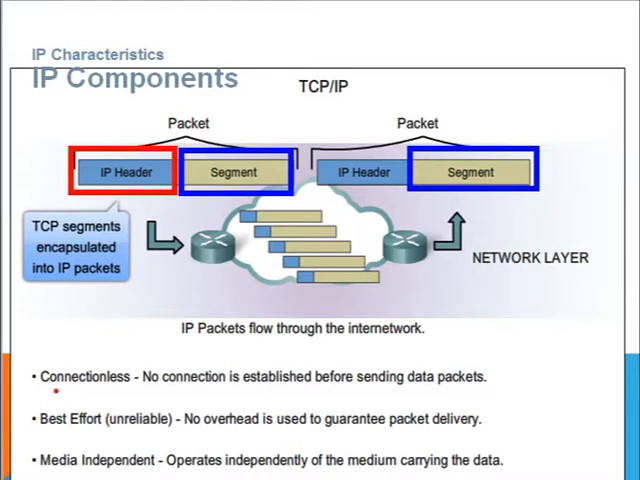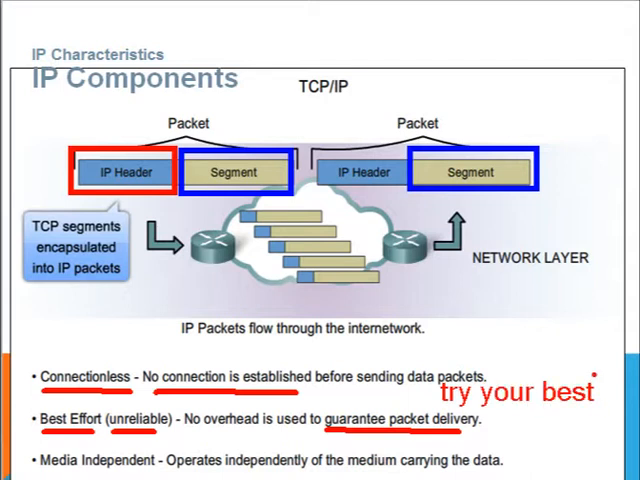So in general, IP is connectionless, meaning that no connection is established before sending the data packet. It is what we call a best effort transmission, which is actually unreliable because there is no guarantee. There is no way to guarantee the packet delivery. It's something like what we call the try your best. And finally, it is independent of the media, meaning that it can travel through the Ethernet wire or through the Wi-Fi network.